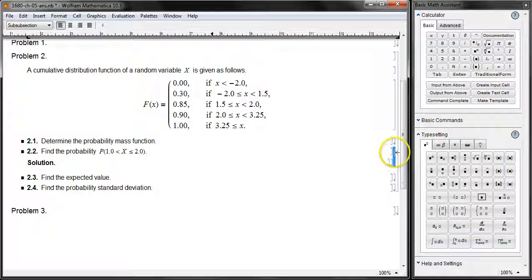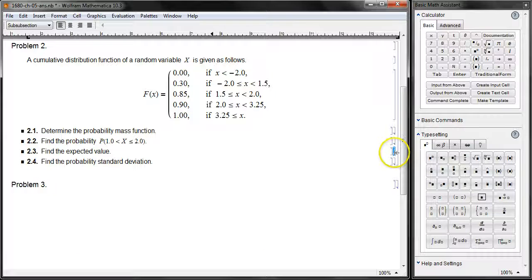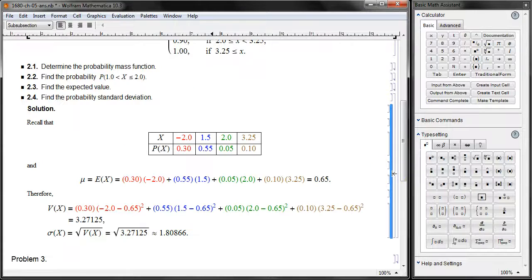Next, let's find out the expected value. Well, this is a mass function, and what do we do? We multiply x times p, multiply x times p, multiply x times p, multiply x times p, and add them all up. And here we go. For some reason, I have p times x here, first p times first x, second p times second x, and so on. But that's okay, multiplication is commutative. So mu is 0.65.